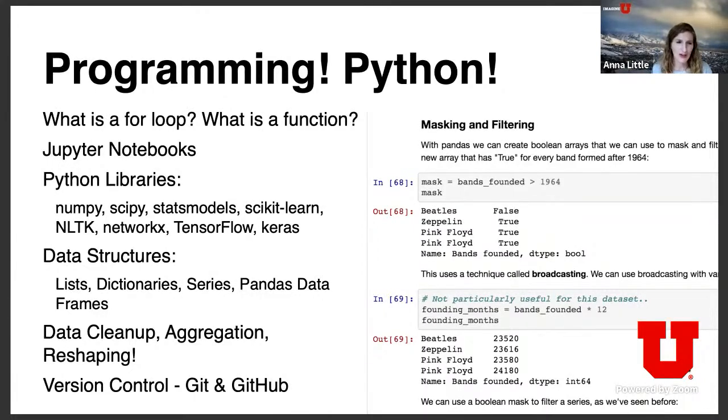We also learned about all the different data structures in Python: lists, dictionaries, series, pandas data frames, etc. And also the ever important data cleaning stage. So we got some practice cleaning and aggregating and reshaping data in Python. And then we learned a little bit about version control, including Git and GitHub, by sharing our resources in the GitHub repository. So hopefully that has also been a really useful skill that you'll take with you after the class.